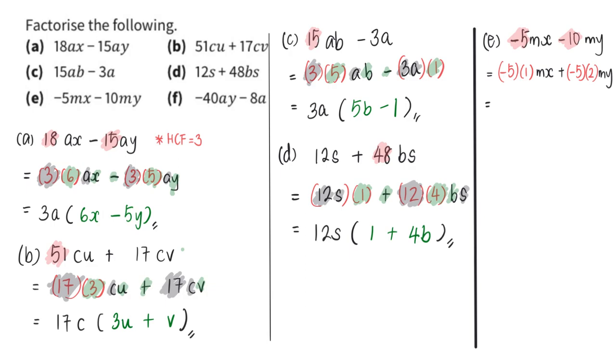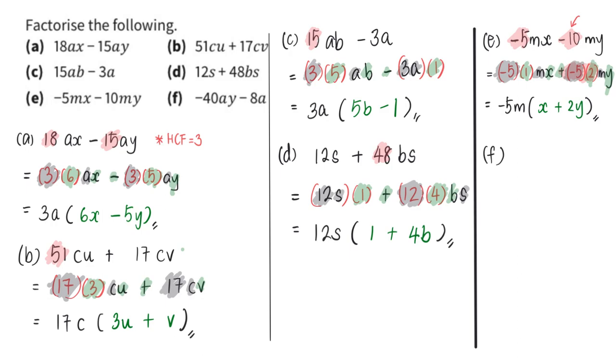Alright, so that this whole thing will give me back my negative 10. Negative 5 times 2 is negative 10, plus a negative will give me my negative. The reason why Mr. Tan did that is because then I will be able to take negative 5 and m as the common factor, so that I'm left with 1x plus 2y. And we are done with this question.